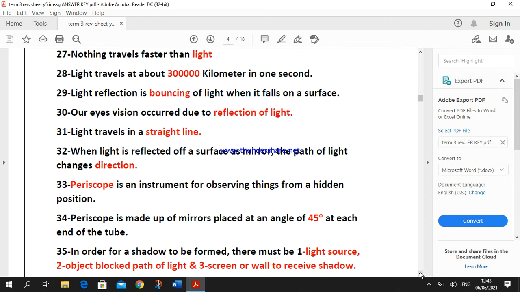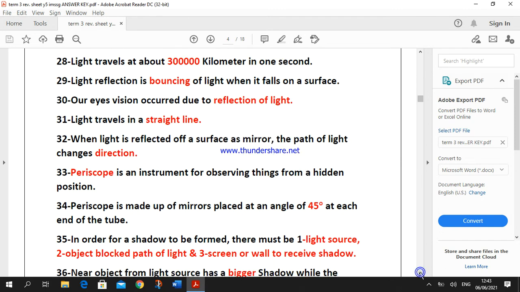A periscope is a device or an instrument for observing things from a hidden position, because a periscope is made up of mirrors placed at an angle of 45 degrees at each end of the tube.